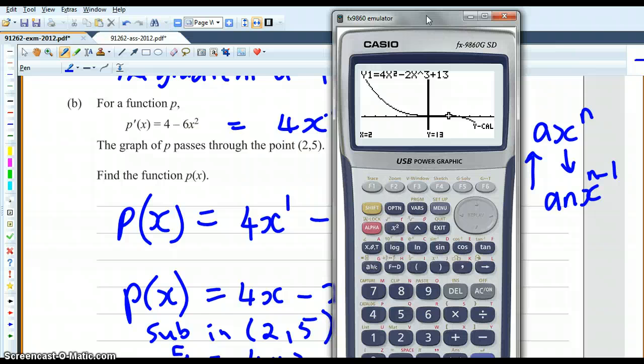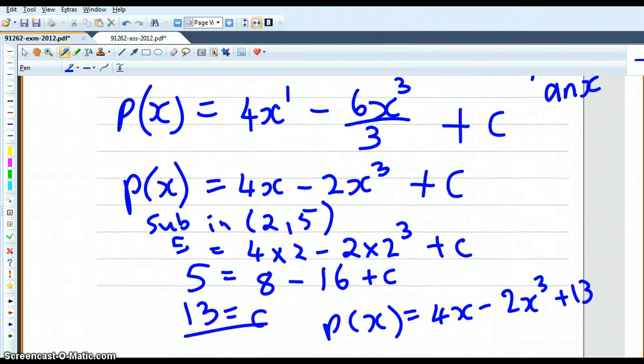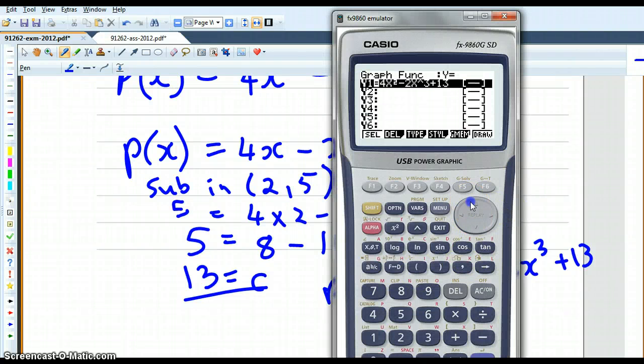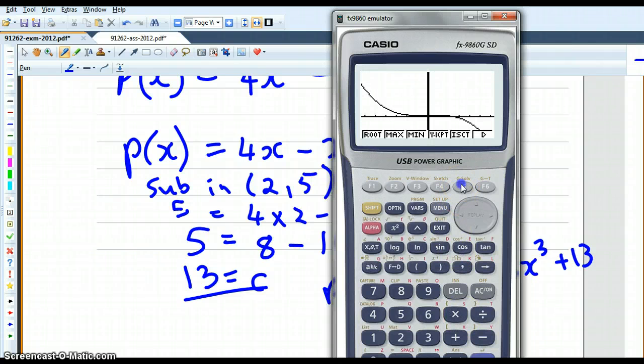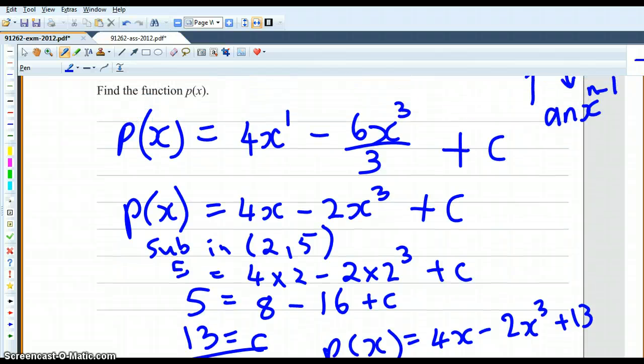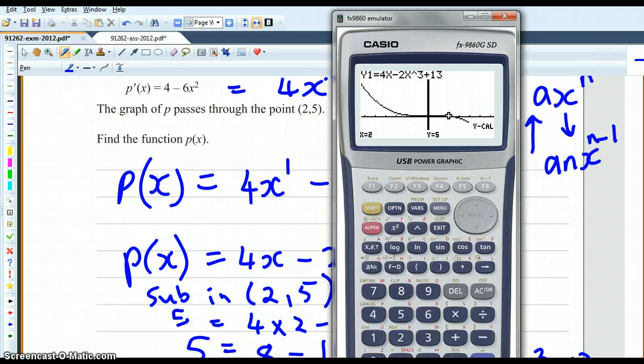I must have done something wrong there. What have I got? Exit, go down. That was 2x cubed. Wasn't x squared, was it? Terrible. That we will delete, and x cubed, and G-Solve, and a Y-Calc. So x is 2. And I'm hoping that y is 5.